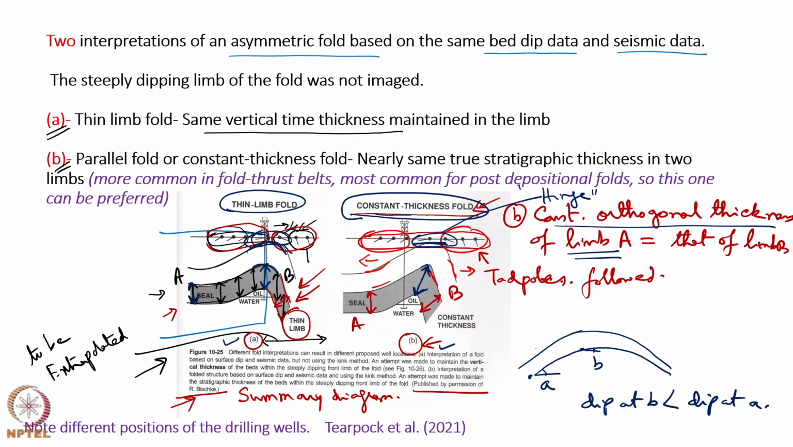The constant thickness fold or the parallel fold is the most common case in fold thrust belts and is also most common for post depositional folding. Therefore, this one is preferred. We prefer this particular interpretation.